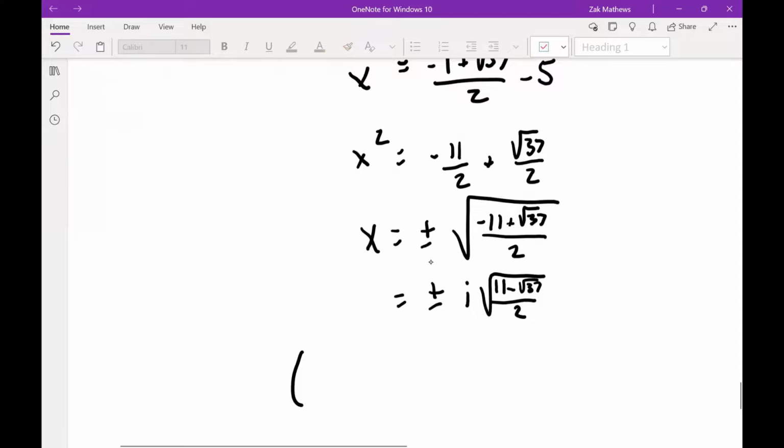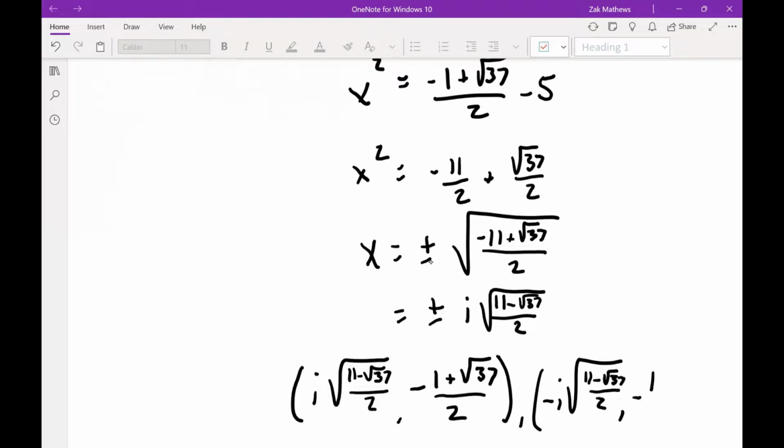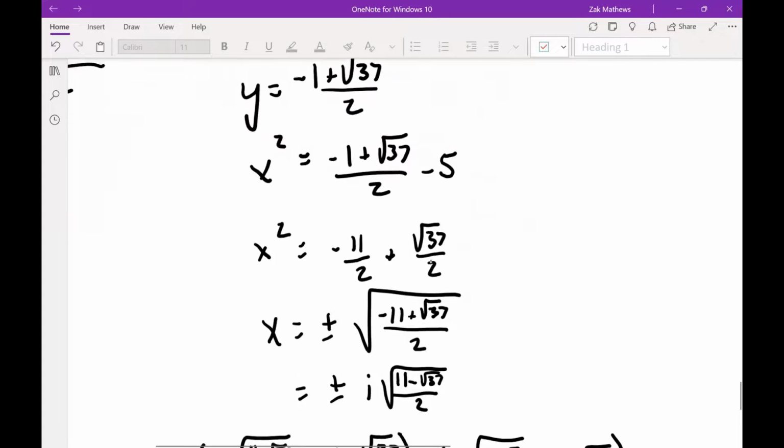I'm going to have the solutions i square root of 11 minus root 37 over 2, comma, and then our y there was the negative 1 plus root 37 over 2. We also get the negative i square root of 11 minus root 37 over 2, comma, negative 1 plus square root of 37 over 2. So we're halfway there on the x's.